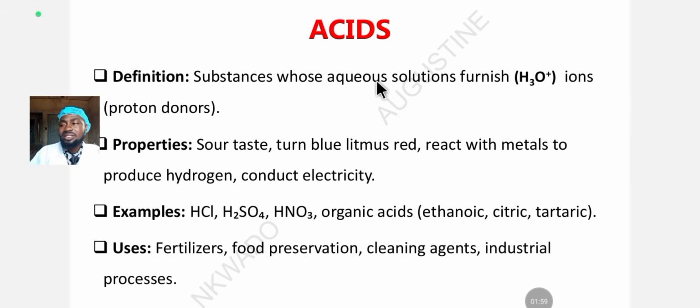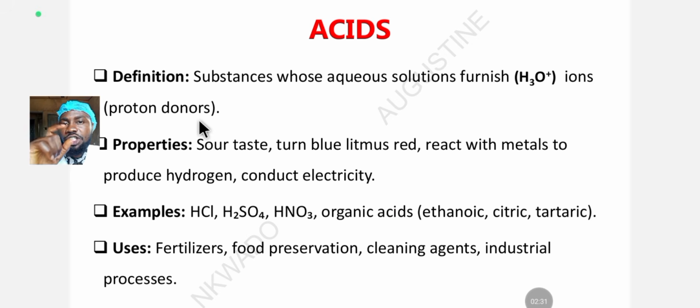Aqueous solution means a solution where a solute is dissolved in water. This word aqueous is for water; it is derived from aqua. Aqueous solution is a solution with water. The solvent is water, okay? So acids are proton donors.